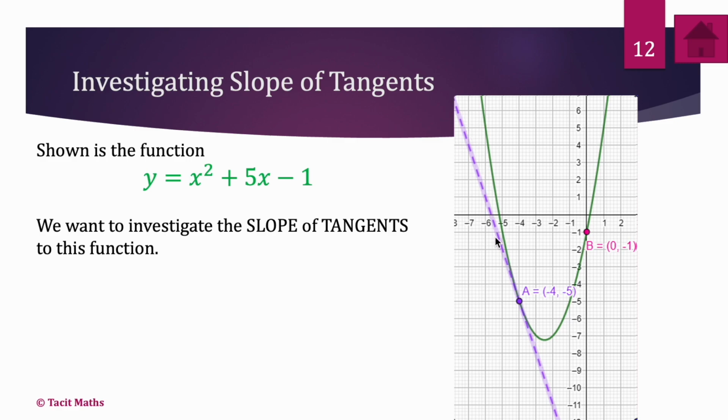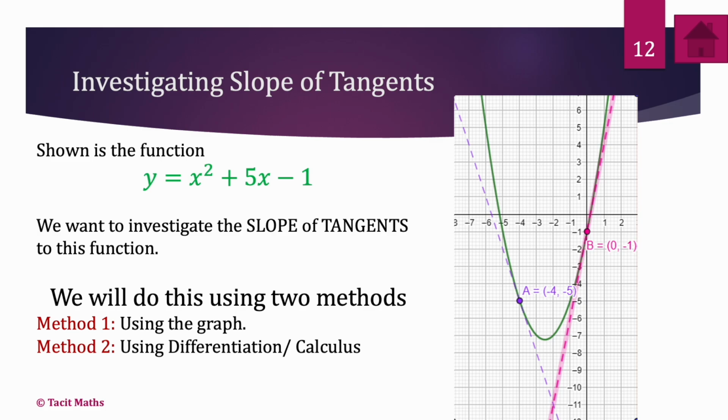So there's the tangent at the point A. There's the tangent at the point B. Differentiation is all about how do we find the slope of that tangent. Throughout all of these three tasks, we're going to be answering three questions, and we want to use the graph to answer the question, and then we're going to use differentiation or calculus to answer the question as well.